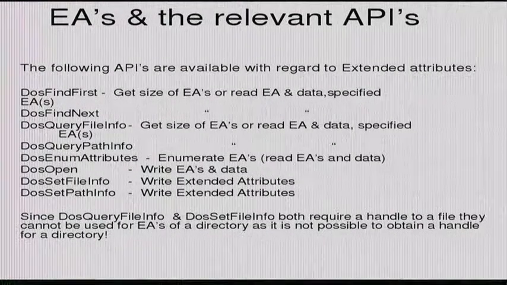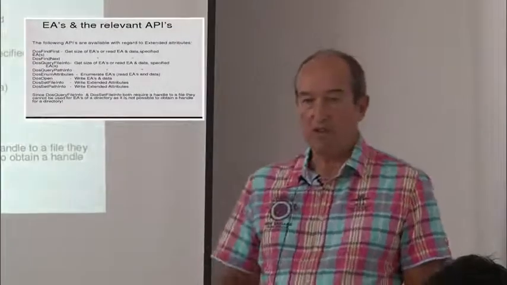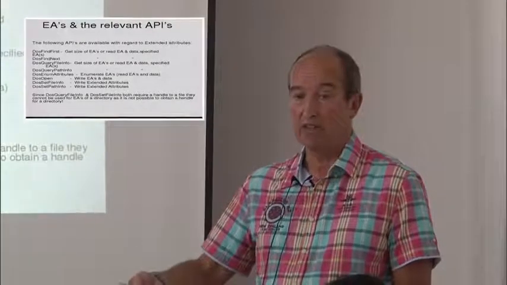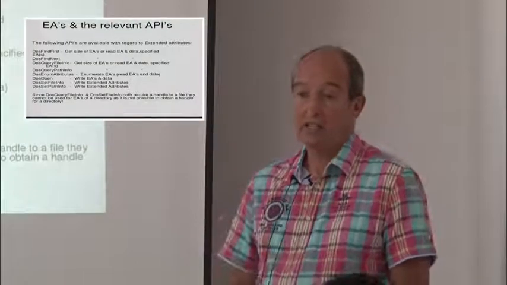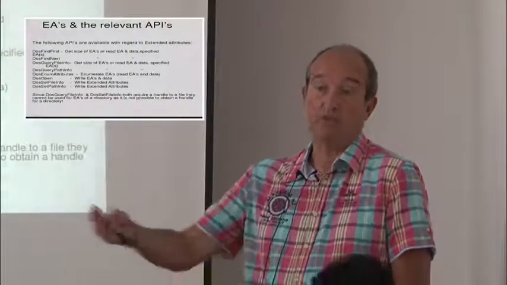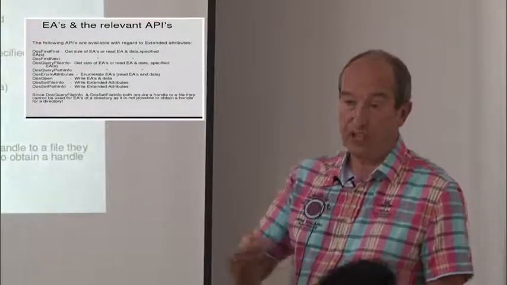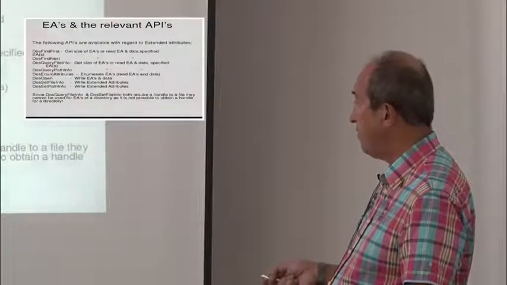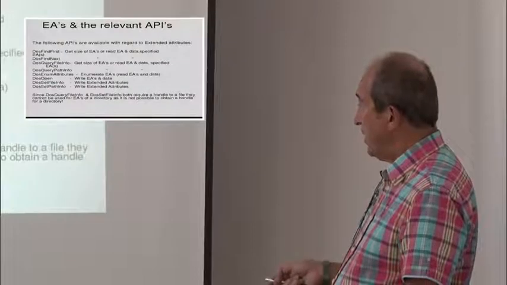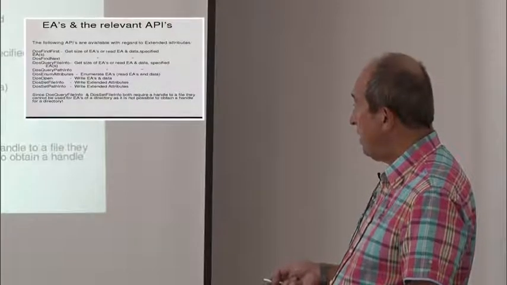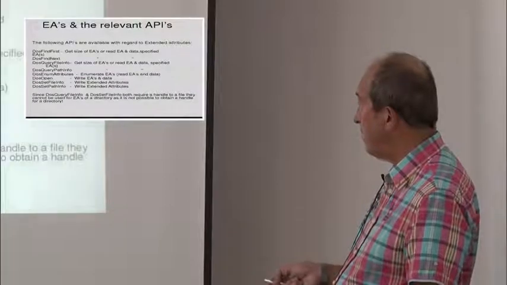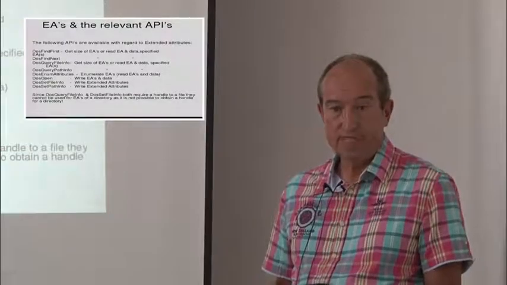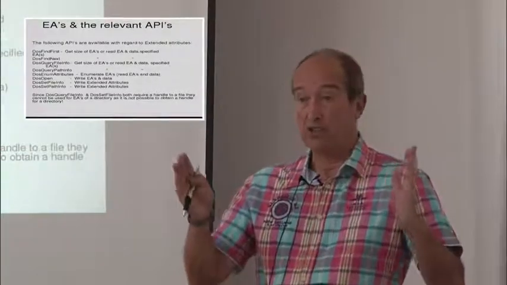DOS find first to get and read an EA would be used by a program that's expecting to have a specific EA available for that particular program because it has data that the program needs. So you do it at the moment you open that program or data file. You have DOS set file info and path info to write extended attributes. When you see the word query file or path, the point is that a file has a handle and a path is a real path name which you specify.